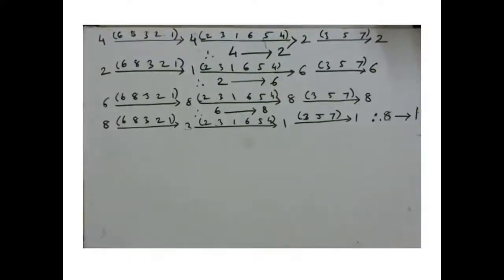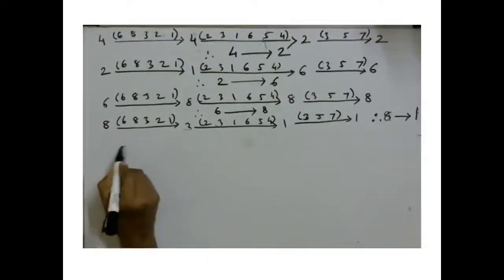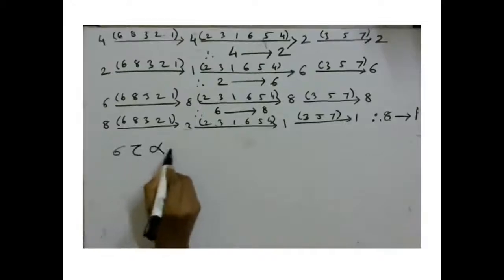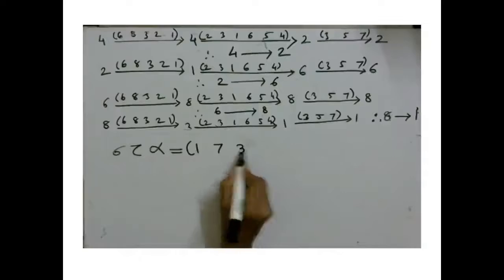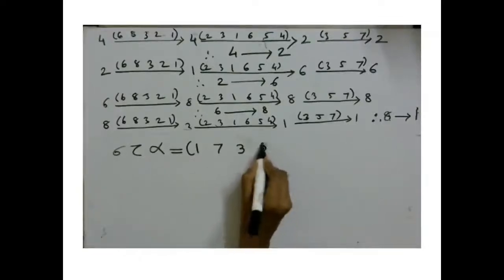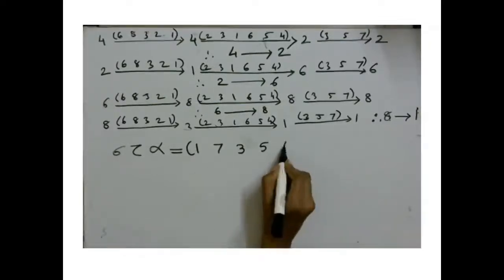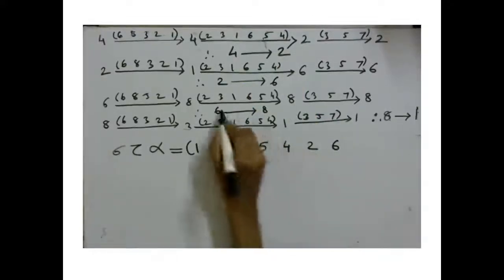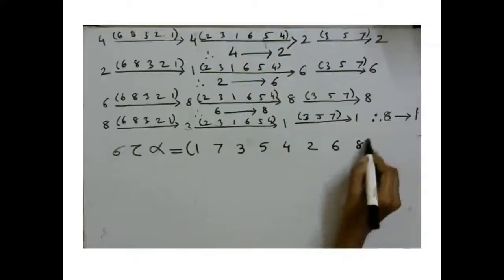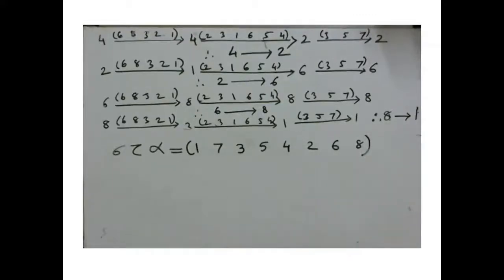the multiplication of these 3 cycles, sigma, tau, and alpha, is 1 mapping to 7, then 7 mapping to 3, then 3 mapping to 5, then 5 mapping to 4, then 4 mapping to 2, 2 mapping to 6, 6 going to 8, and 8 again going back to 1. So this is the multiplication.